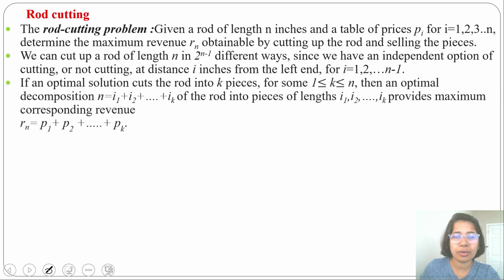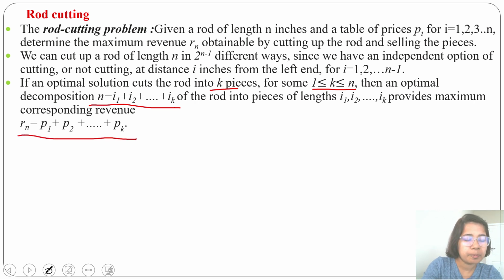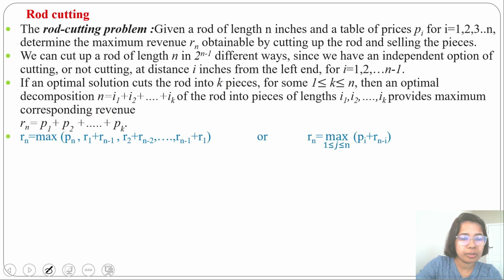So if an optimal solution cuts the rod into k pieces for some 1 less than or equal to k less than or equal to n, then the optimal decomposition is n equals i1 plus i2 up to ik. So we can say revenue equals p1 plus p2 up to pk, the price of 1 inch plus the price of 2 inches up to the price of k inches. There is a formula for Rn. Rn equals max of pn, R1 plus Rn minus 1, R2 plus Rn minus 2, up to Rn minus 1 plus R1. Or you can say R of n equals max over 1 less than or equal to i less than or equal to n of pi plus Rn minus i.